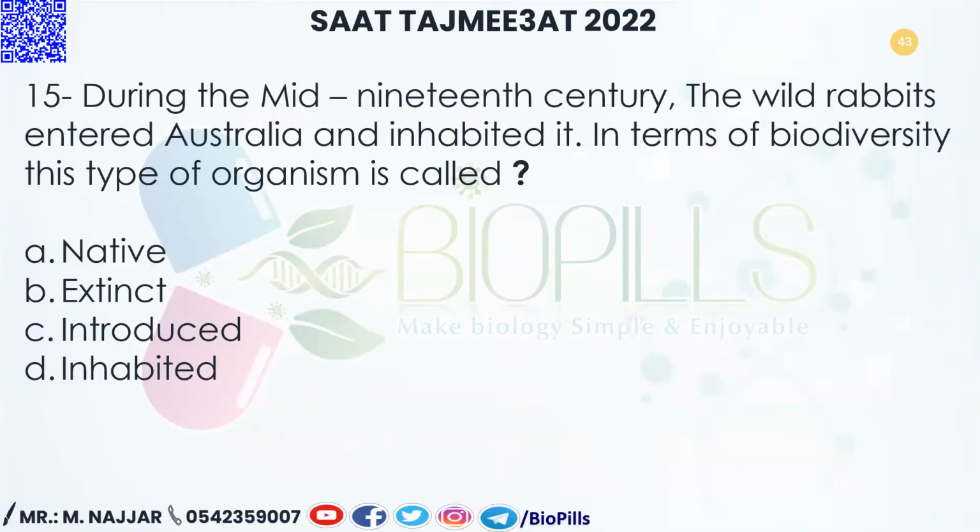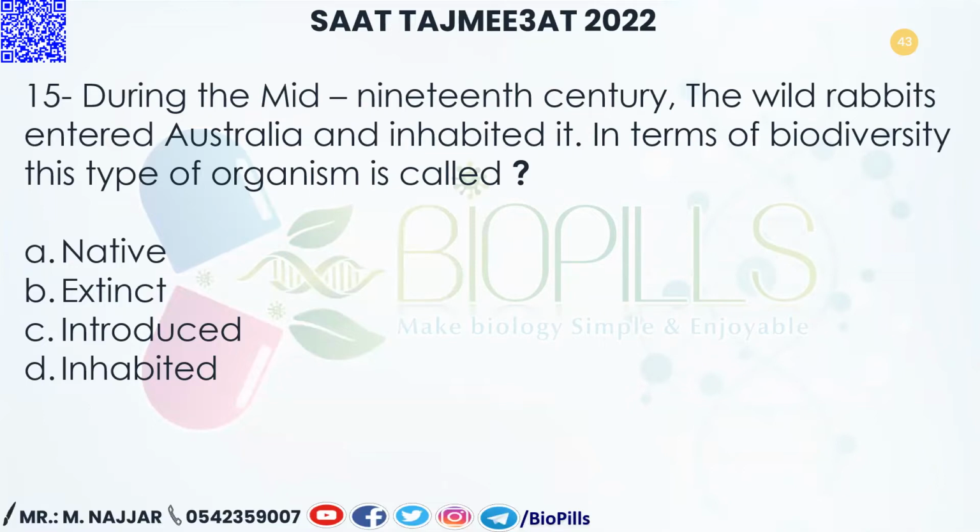Question number 15. During the mid-19th century, the wild rabbits entered Australia and inhabited it. In terms of biodiversity, this type of organisms is called: A, native; B, extinct; C, introduced; D, inhabited. It is a very easy question, and it is not new, by the way, but the phrasing of the question is a little bit new.